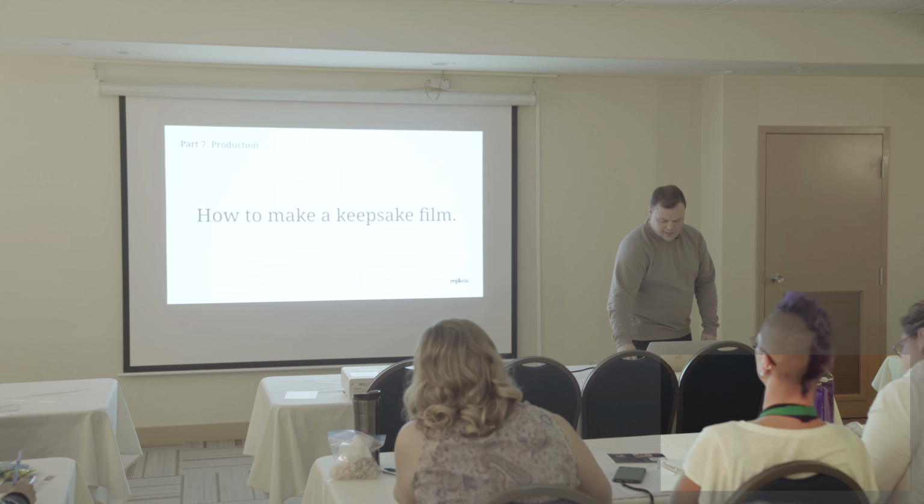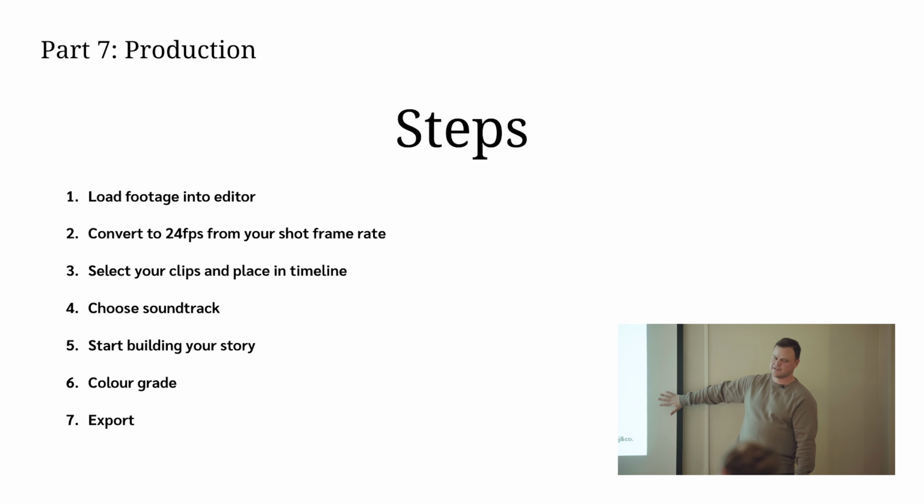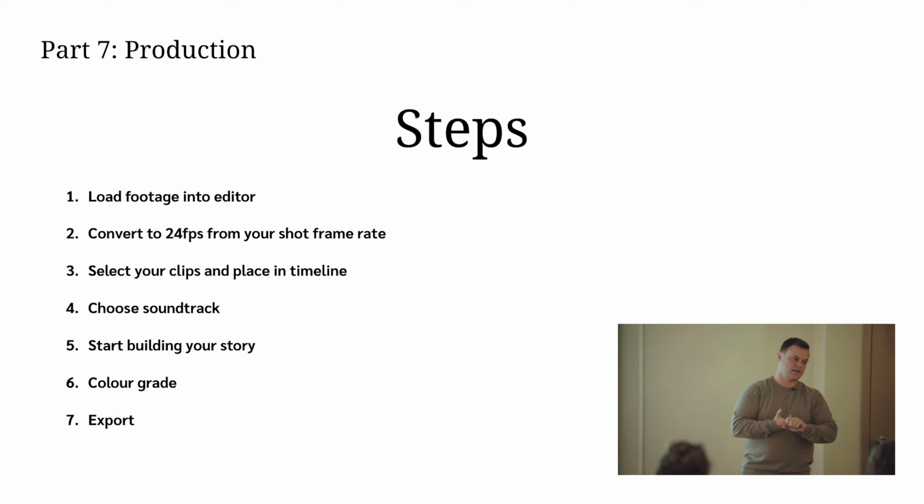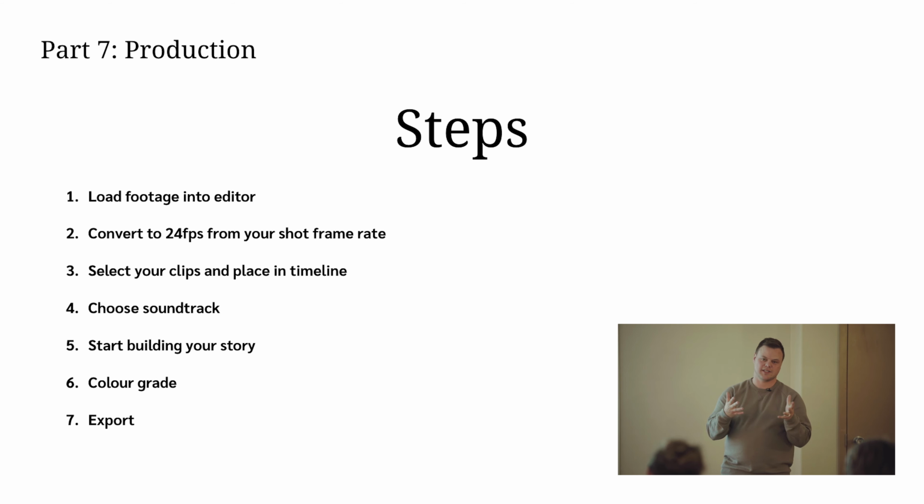So how to make a keepsake film? This is the steps. This projector's not super high res or large, so I know it's a little small. Take a photo of that. I'm making it very simple, but it's how I do it. Load footage into the editor. We've shot it all at 120 frames a second, or the highest your camera could go. Then you can convert it to 24 frames a second.